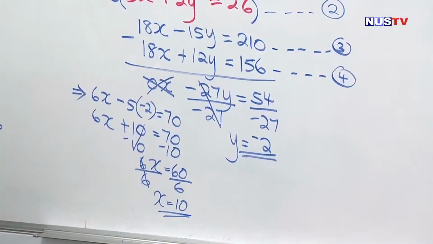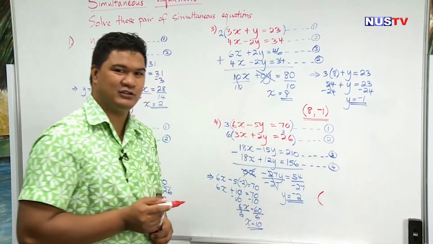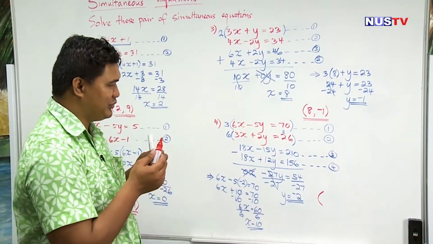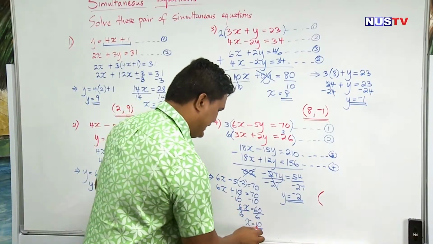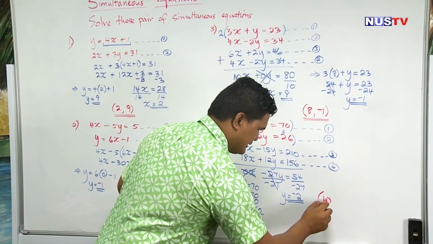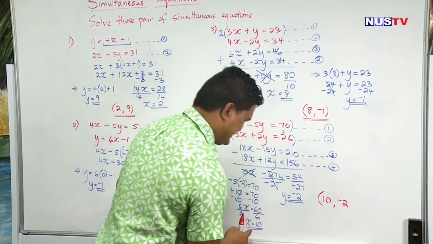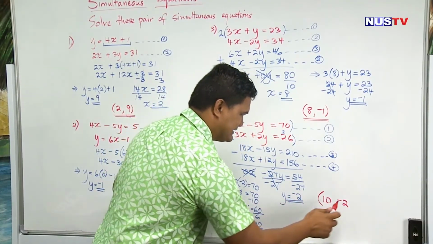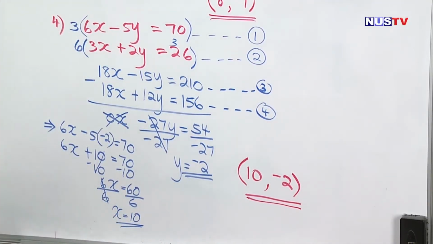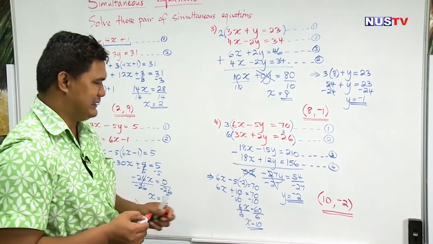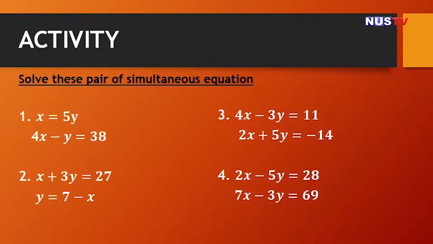So after doing our substitution there, we can say our final value, or the final point of intersection, or the common point of these two different equations, will be x is equal to 10 and y is equal to negative 2. You need to write that in coordinate form, x, y, and that's why we have 10, negative 2 as our answer.